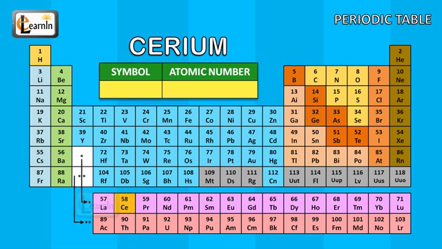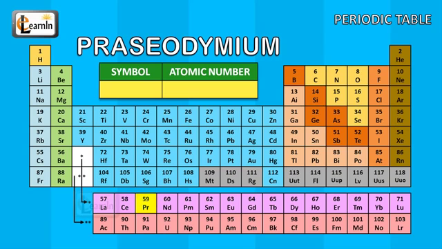The element cerium is represented as Ce and has an atomic number of 58. The element praseodymium is represented as Pr and has an atomic number of 59.